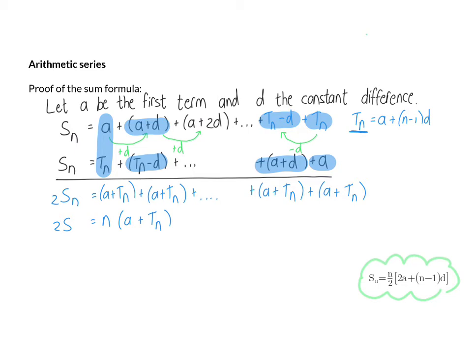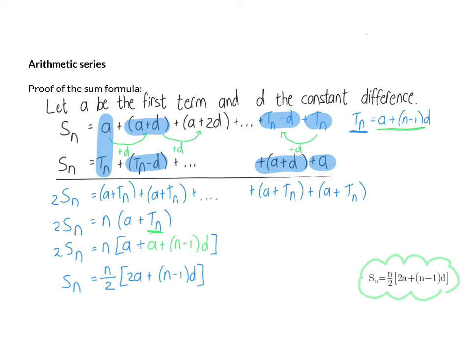If I now have a look at my right-hand side of the equation, you will see that every single term is A plus Tn. We added n number of terms at the beginning, so we have n times exactly the same term. I just need to remember that Tn has its formula A plus n minus 1 d, and I need to substitute that back in. And all that's left to do is to divide by 2. So I'm going to have n divided by 2 and then simplify inside my bracket. And here I have the formula for the sum of an arithmetic series.